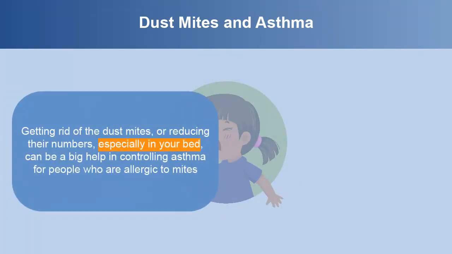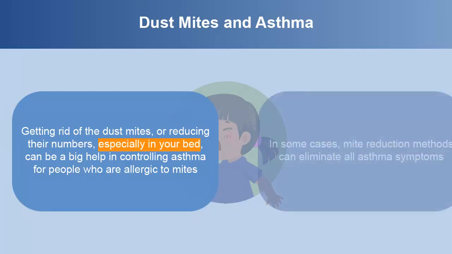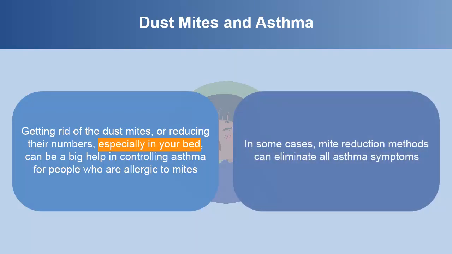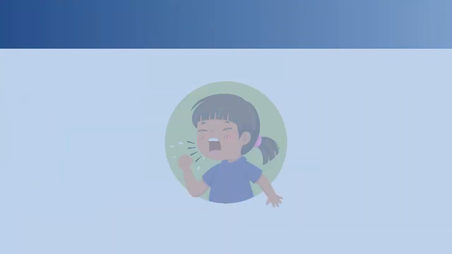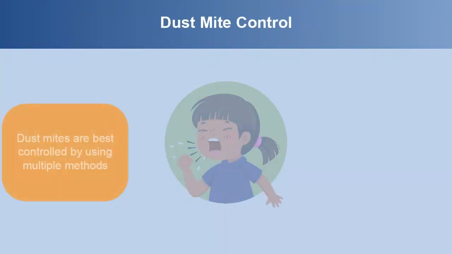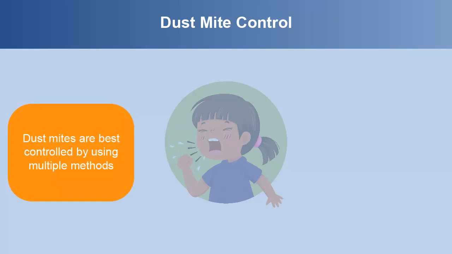Getting rid of the dust mites or reducing their numbers, especially in your bed, can be a big help in controlling asthma for people who are allergic to mites. In some cases, mite reduction methods can eliminate all asthma symptoms. Dust mites are best controlled by using multiple methods, and the main focus area should be your bed.